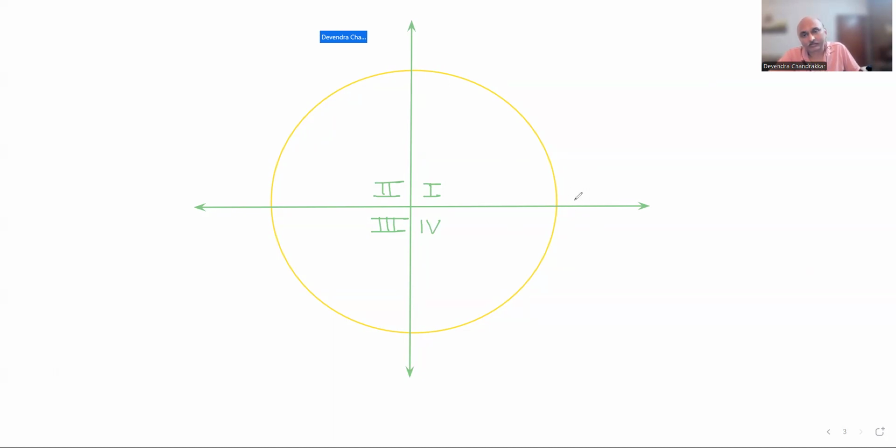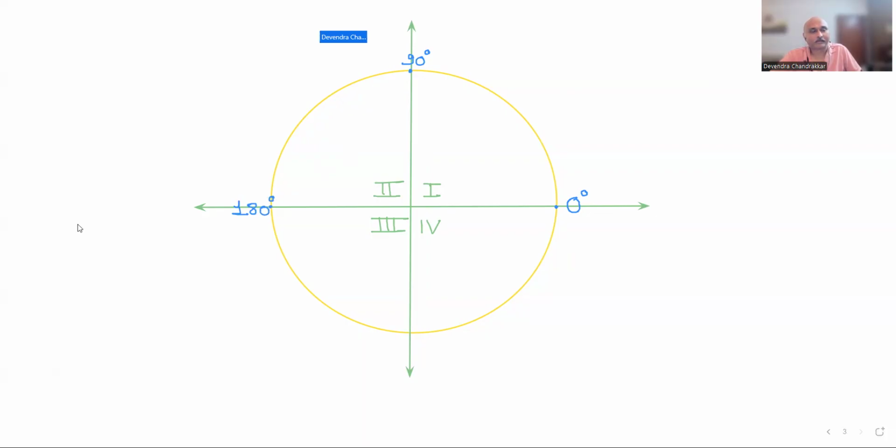So this starts with 0 degrees. This angle is 0 degrees. It starts from this point. Every quadrant is of 90 degrees, right? So 0, 90. This angle is 180.